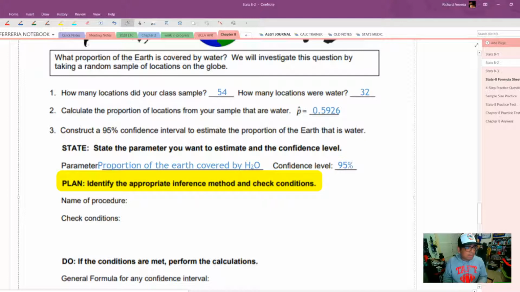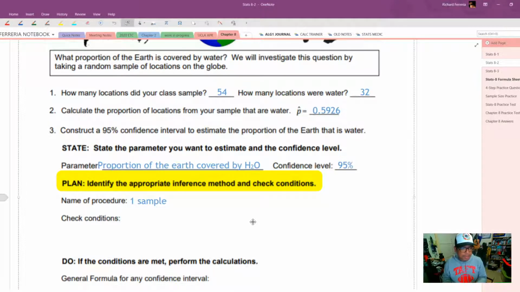The second part of the four-part plan is plan. And plan says that we're going to identify the appropriate inference method and check conditions. So the name of the procedure, and you're always going to name the procedure. Start off by saying how many samples you're going to take, and the answer for that's usually either one sample or two sample. In this case, it's pretty obvious we're only taking one sample because that's all we've learned. So this is a one sample.